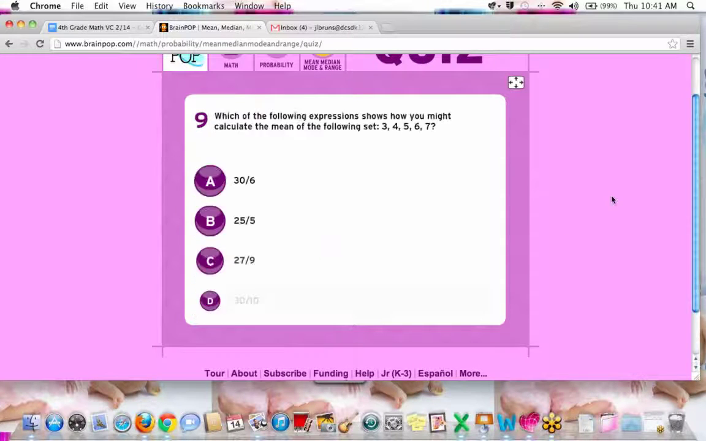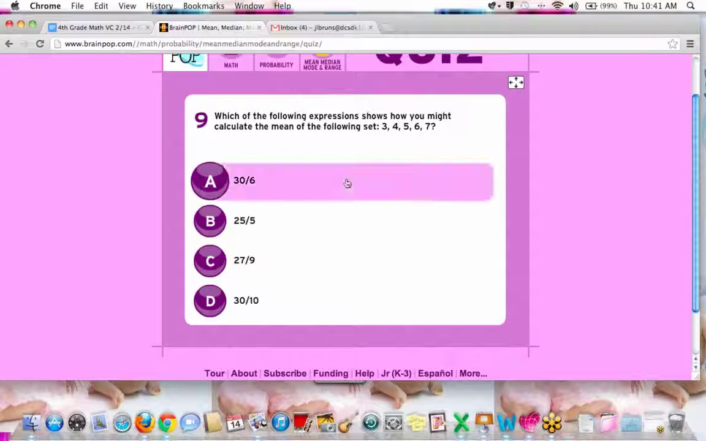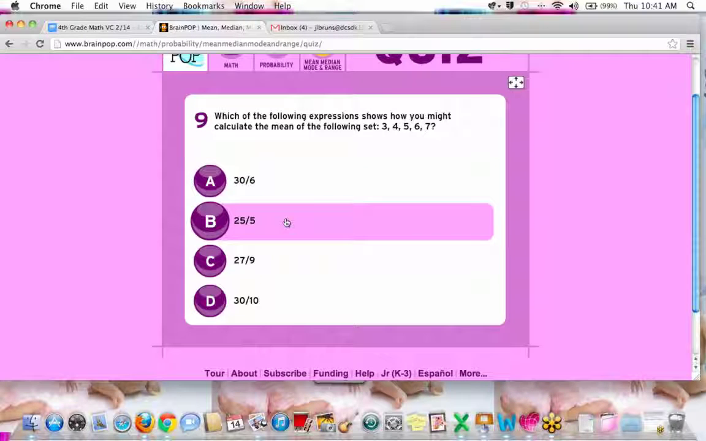Very good. Which of the following expressions shows you how you might calculate the mean of the following set? So what they did is they added up these numbers and then you would divide by 1, 2, 3, 4, 5. So the only possible answer is 25 divided by 5. Let's just check. 3 plus 4 is 7. 7 plus 5 is 12. 12 plus 6 is 18. 18 plus 7 is 25, divided by 5. There we go.